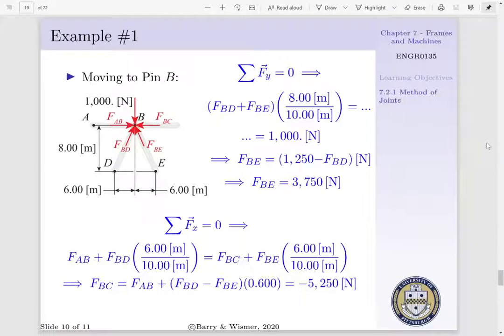With FBE, we can solve the summation of forces in the x direction. We would have FAB plus FBD times cosine of theta, and this is equal to FBC plus FBE times cosine of theta. Thus, solving for FBC, the only unknown remaining in our system, we'd have FAB plus the quantity FBD minus FBE times 0.600, and this is equal to minus 5,250 newtons.